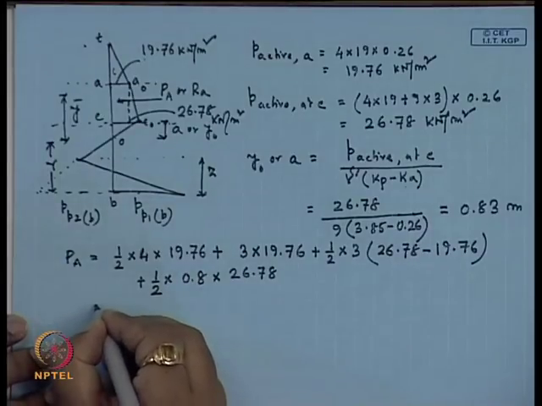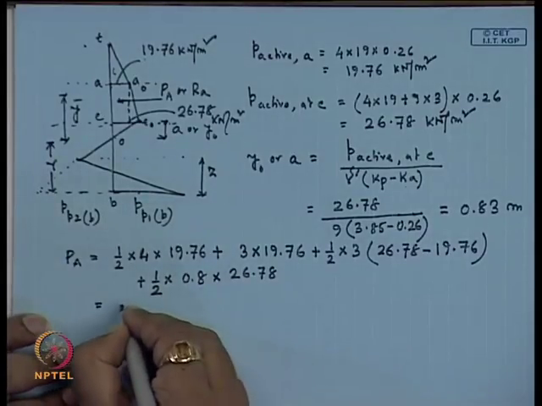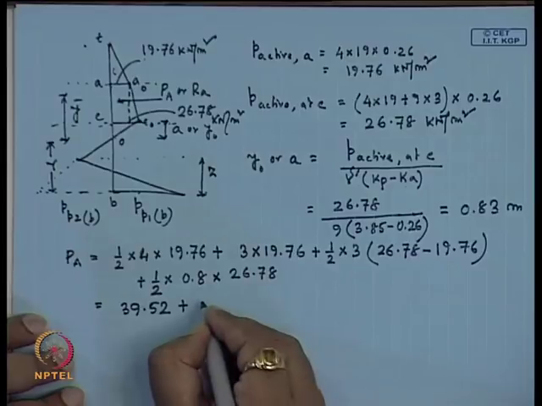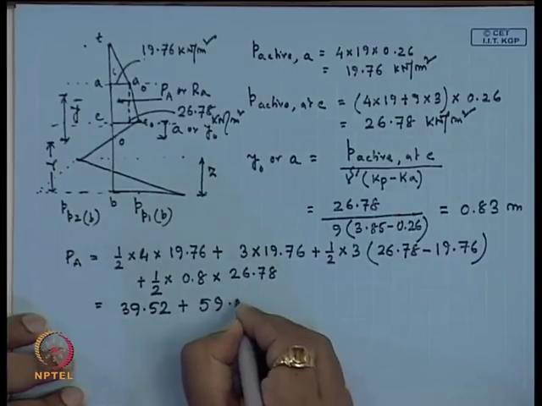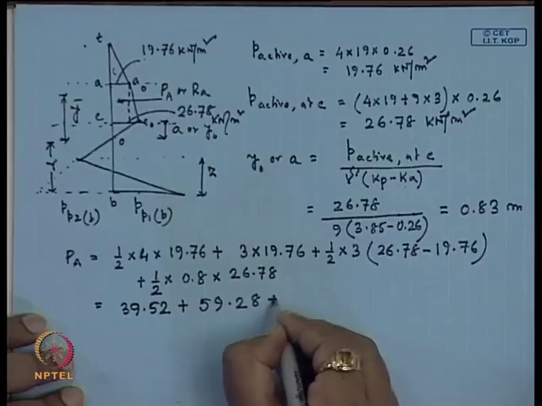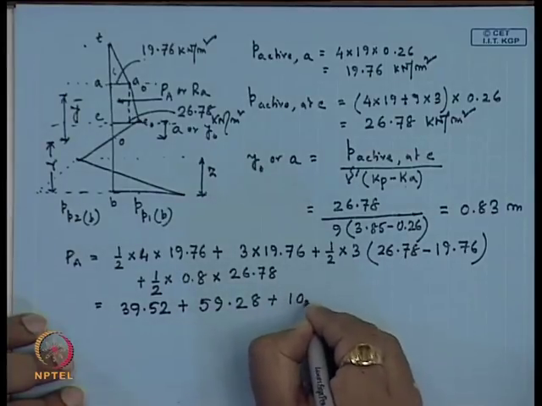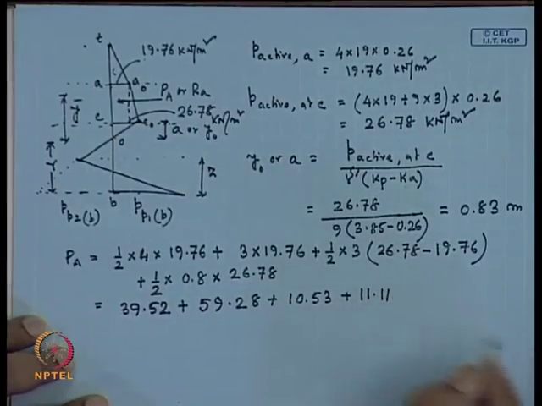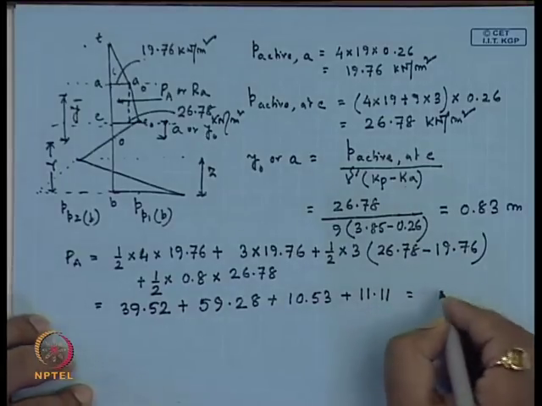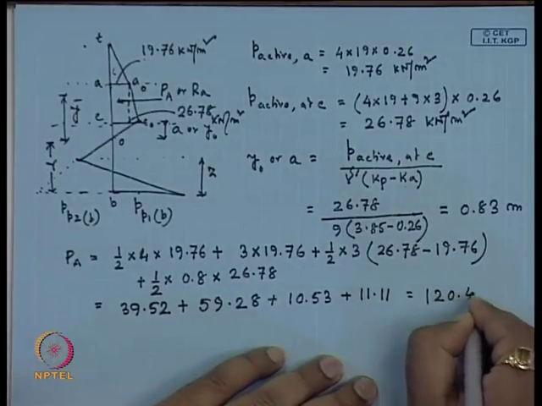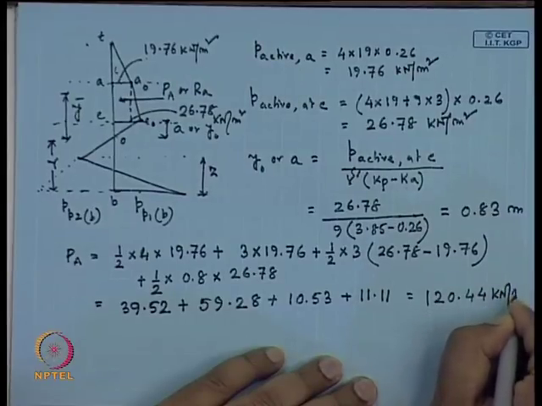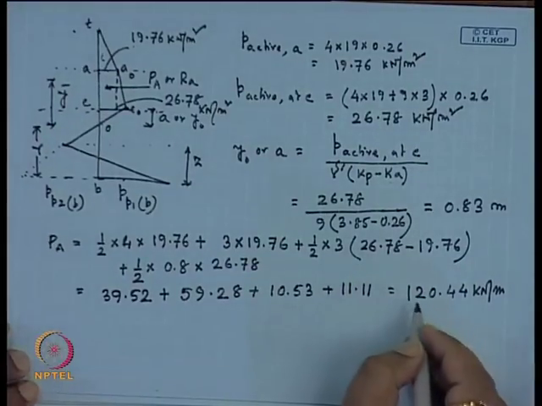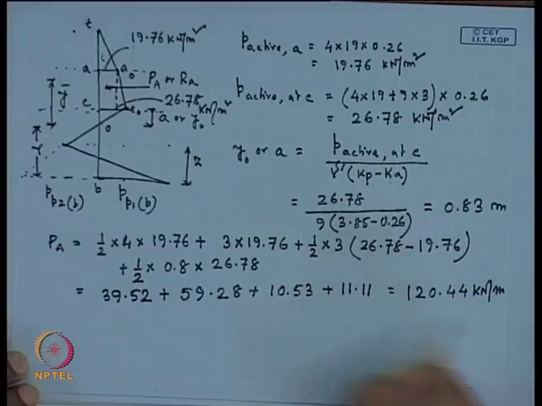So if I write, the first one will give 39.52, the next one will give 59.28, then the third part will give 10.53, then the last one will give 11.11. So the total force is 120.44 kilonewton per meter. It is considered in terms of per meter. So this is 120.44 per meter.